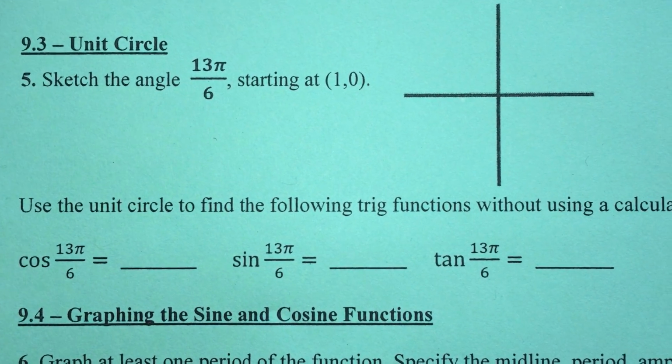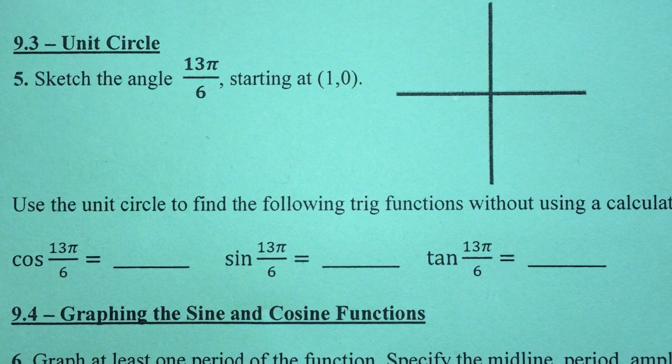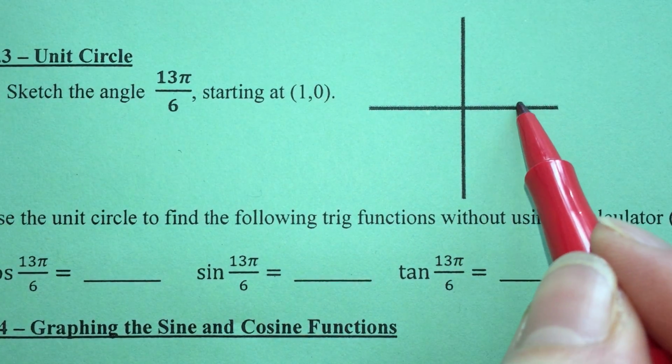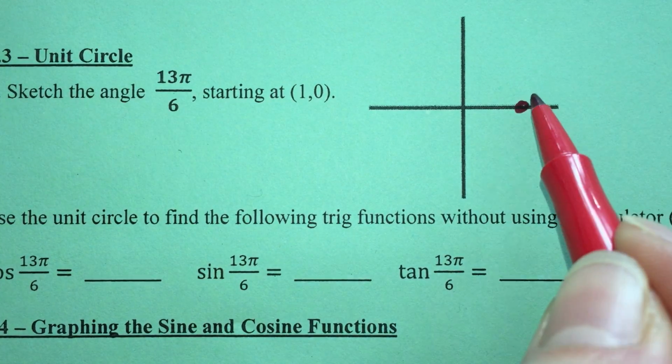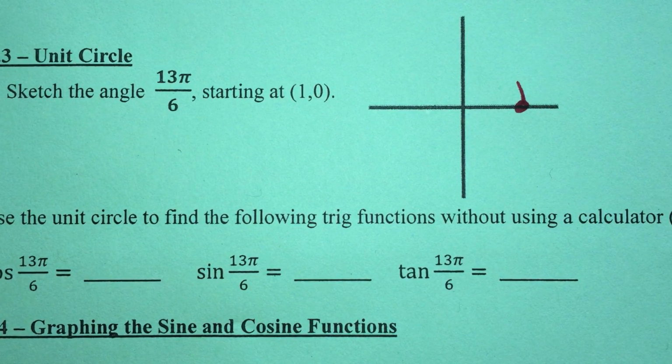In number 5, sketch the angle 13 pi over 6 starting at 1, 0. So what that means is conventionally we start over here and we move counterclockwise in circular fashion to sketch angles in the coordinate plane.